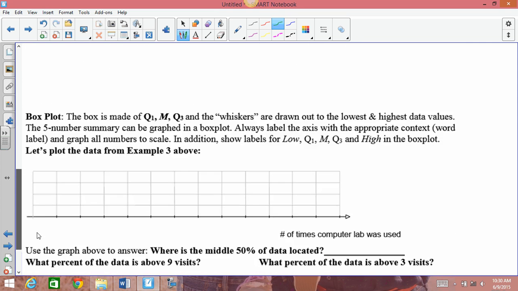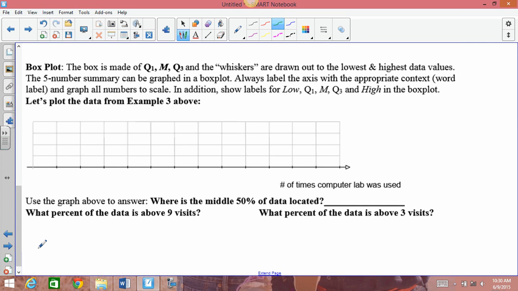So now I'm going to move on down here to the box plot, and this is where I think you'll be able to see why these quartiles are telling me more than, let's say, the range does. I want to plot the data from example 3, which was from above. That's the one we didn't do together, but you should have done that one already. It was the number of computer lab visits, and so we could see that we're going from 1 to 12 visits. So I'll just say, okay, 0, 1 through 13, I believe I can fit on here. Sometimes you might have to count by tens, or hundreds, whatever works, just to make sure you can get the whole plot on one graph.